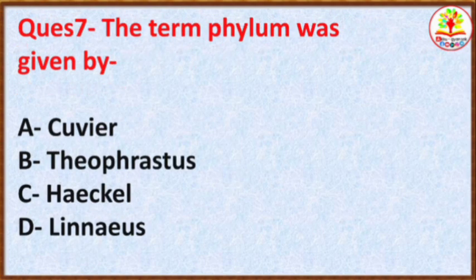Question number 7. The term phylum was given by A. Cuvier, B. Theophrastus, C. Haeckel or D. Linnaeus. You have to learn these type of questions by heart, because if you don't know it, you have to leave that question and your 4 marks will be deducted already. So the answer is C. The term phylum was given by Haeckel.